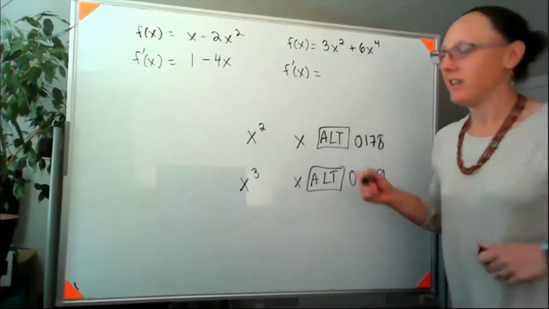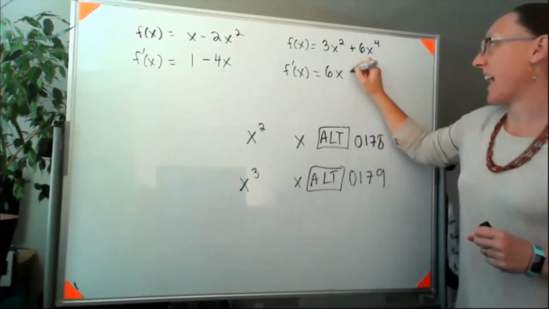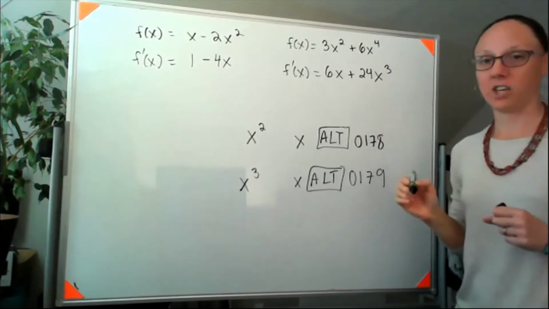So I talked for a little bit to stall enough time so that we got 6x plus 24x cubed.